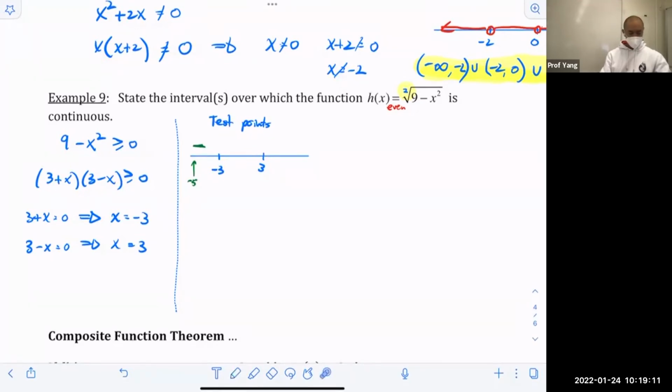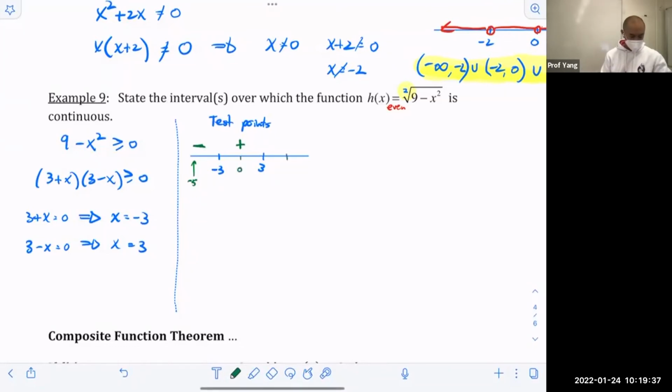What point would you pick for the middle? I think there's an obvious best choice. Zero, I think, is the obvious best choice. I love evaluating at 0 because it's easy. So you plug a 0 into this guy. What are you going to get? You're going to get 9. 9 is positive. Does that make sense?